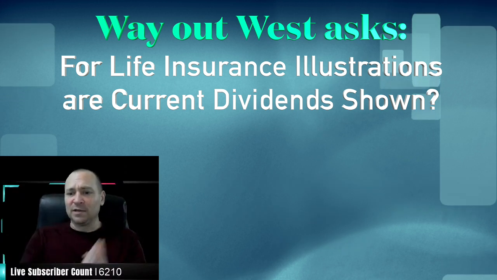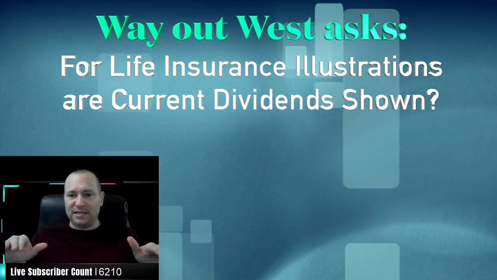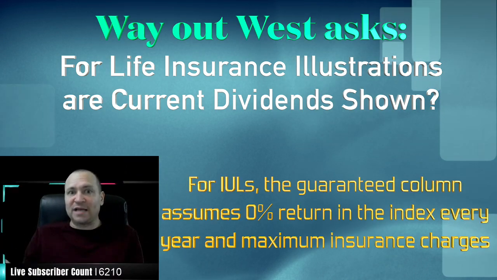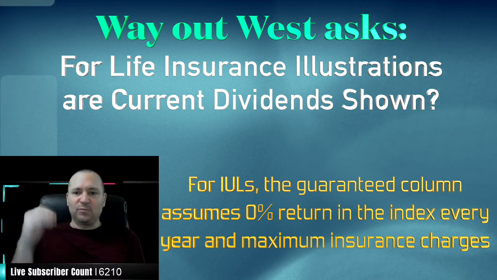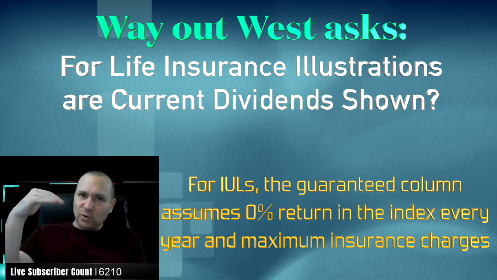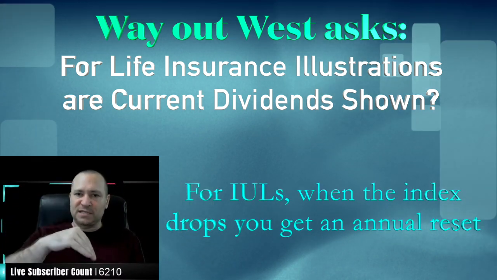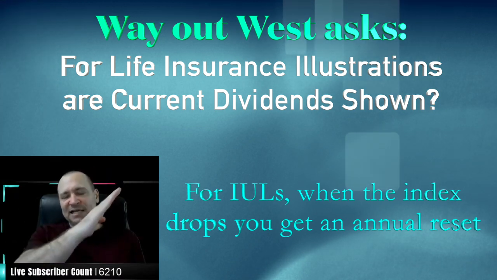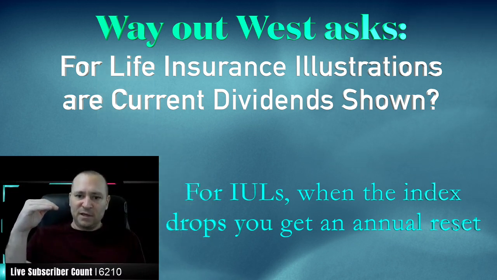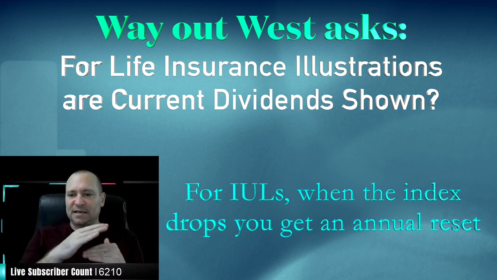On an IUL, the guaranteed column assumes zero return in the index every single year and maximum insurance charges. We know that's not going to happen. The beauty of the IUL is that when an index drops, you get an annual reset. So it's not like you're in the stock market, where if the stock market loses 50%, you have to get 100% to get back to even, and then you start making money. With an index universal life, as soon as it starts to go back up, you get to go back up because you get that annual reset.